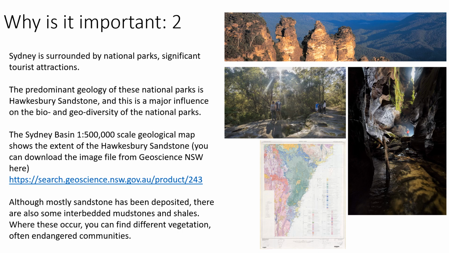I've downloaded for you the Sydney Basin 1 to 500,000 scale geological map from Geoscience New South Wales on the lower right hand side of this slide. And this shows the extent of the Hawkesbury Sandstone. So on this geological map, the Sydney Basin is delimited by the blue and the green coloured sediments. Blue is heading towards the Permian and the coal measures. So this is Newcastle to the north and Wollongong and the Illawarra to the south.